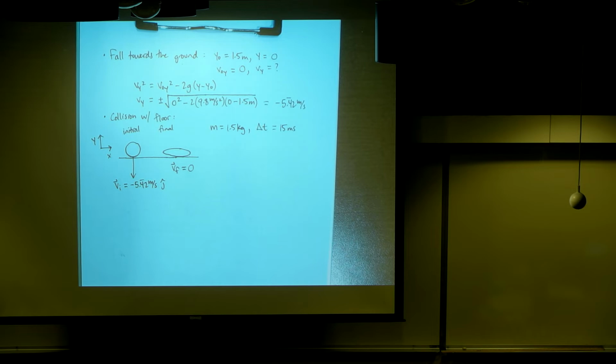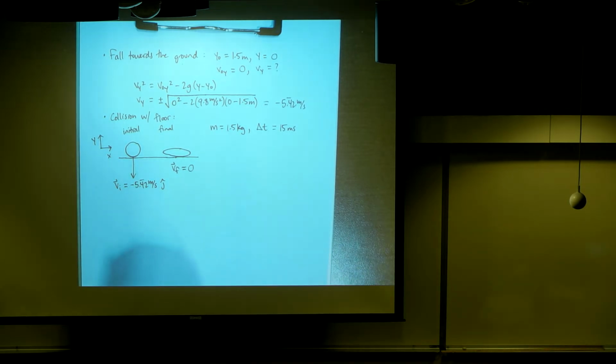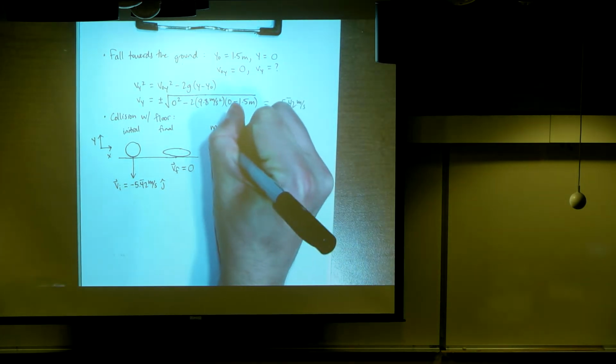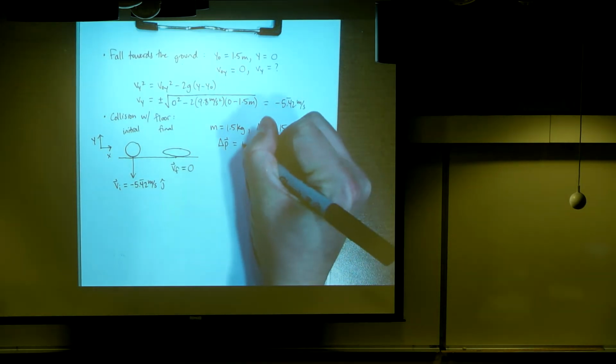All right, how about we go through this one? Start with the change in momentum. That's delta P. Okay, that's P final minus P initial.